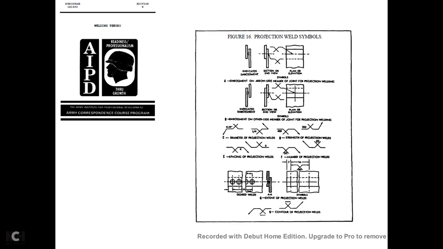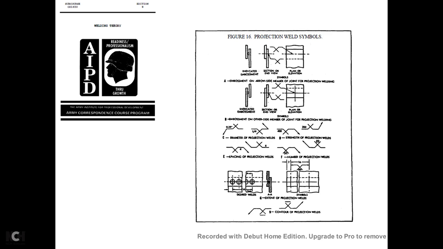Figure 16 shows the projection welds, the indicated embellishment, the section end view, and the plan elevation. A. The embellishment of the arrow side of the member of the joint and projection welds. B. The embellishment on the other side of the member of the joint of the projection welds, with the plan elevation, the section end view, and the indicated embellishment.